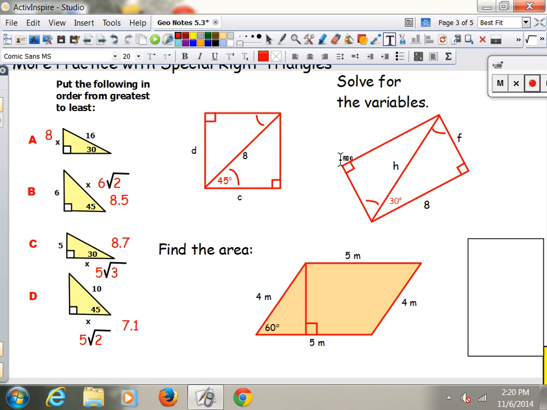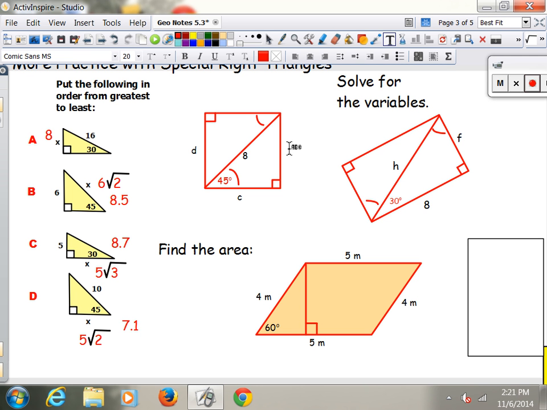All right, let's look for a couple of variables here. D and C. What do we know about D and C here? They got to be the same. It's a square. You've got a 45, 45, 90. So how can I go from my middle number, which is an 8, and find both C and D?